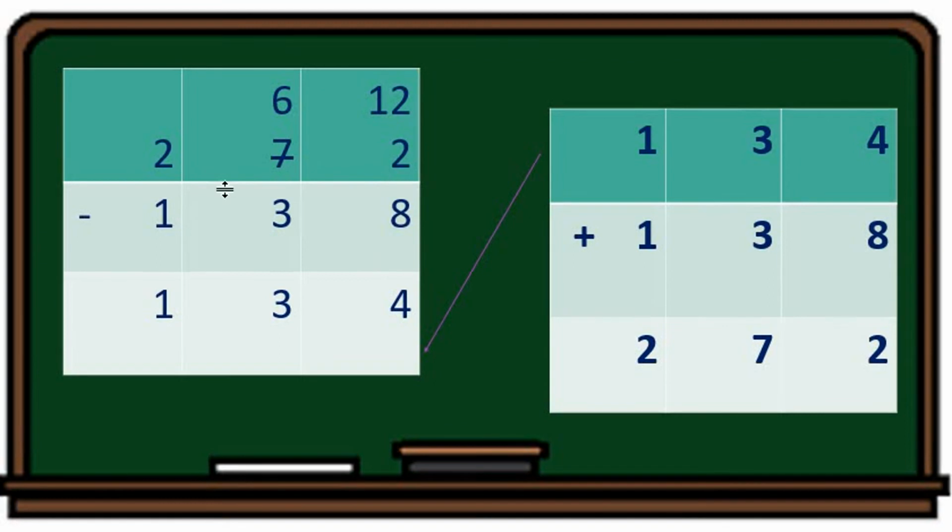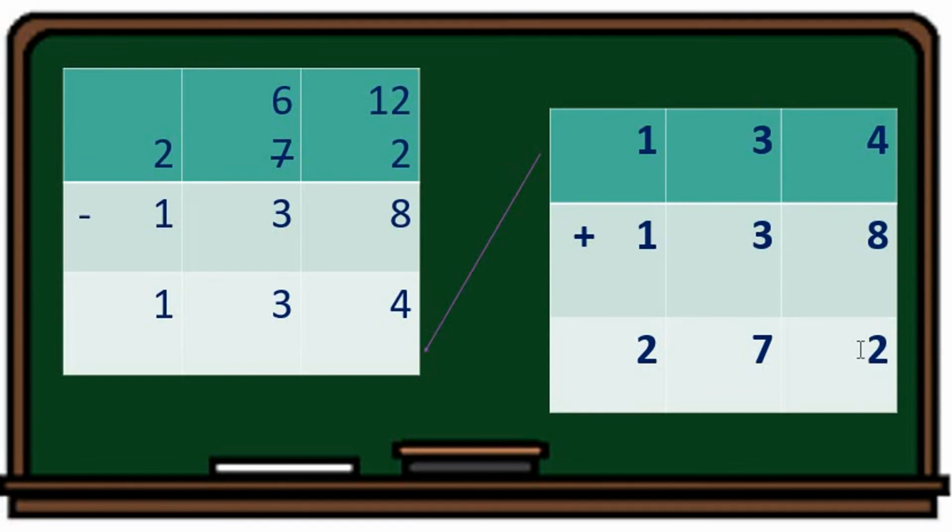We have done the subtraction, but now let's check it with addition. Our answer, 134, goes on top. 134 plus 138: 4 plus 8 is 12, so we write 2 and carry 1. Keep the carry in mind.